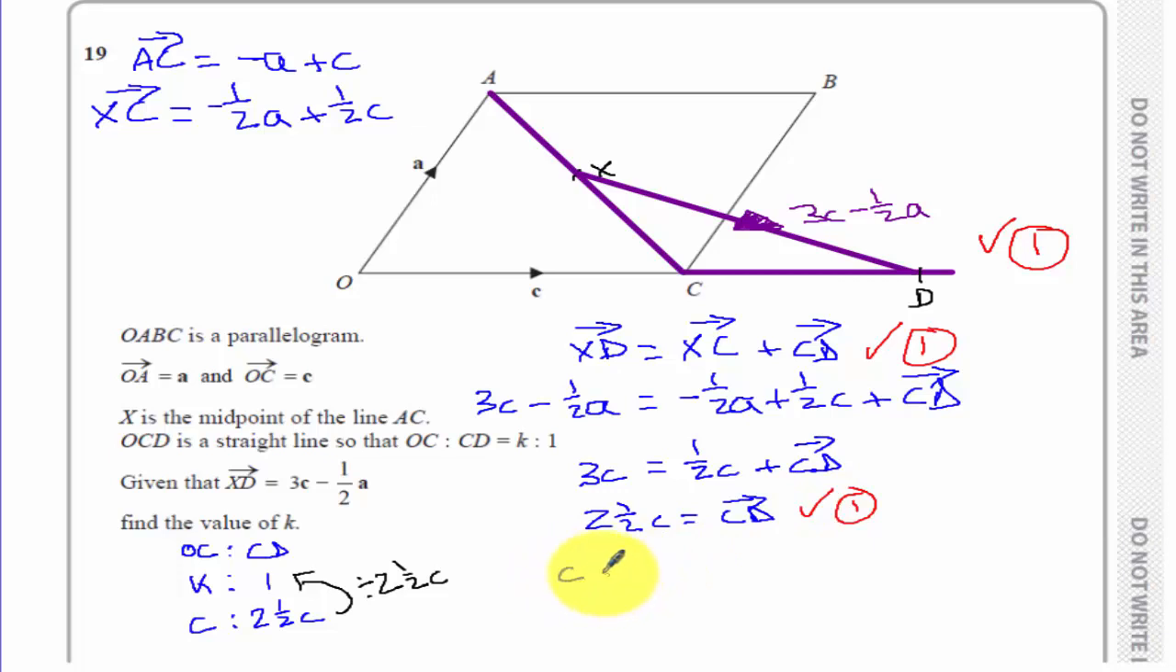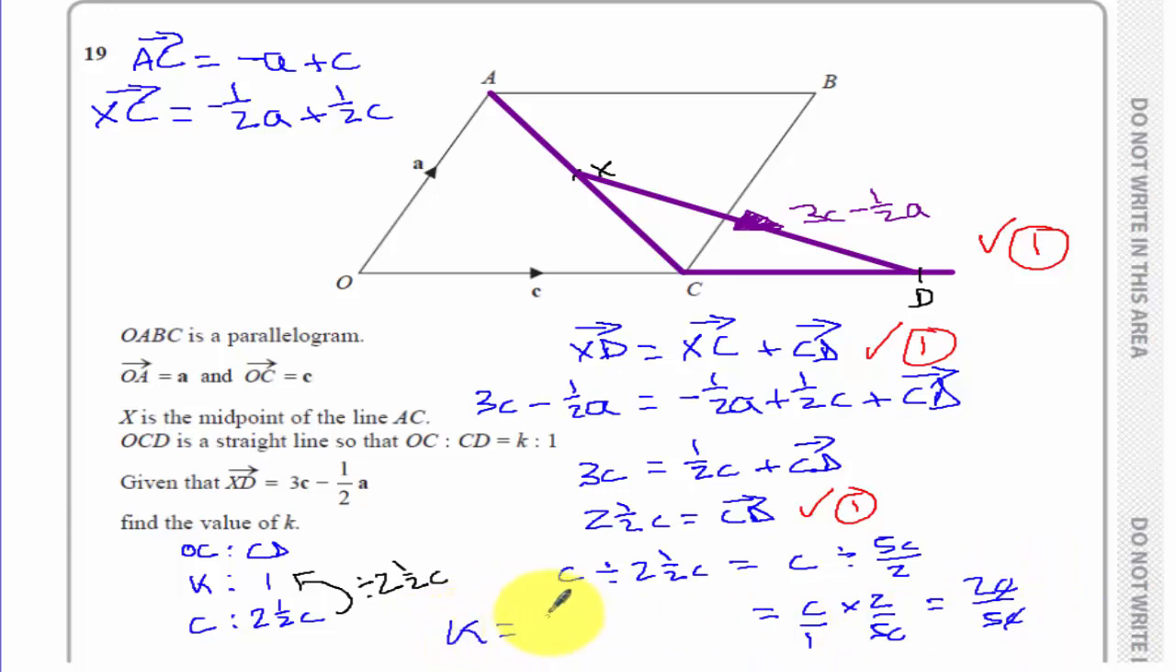So the final sum I have to do is C divided by 2.5 C. So 2.5 C will be the same as 5C over 2. Keep flip change, so I've got C times 2 over 5C. So I'm going to end up with 2C over 5C. Don't forget any fraction is over 1. So I've done C times 2 is 2C. 1 times 5C is 5C. The C's cancel out, and I'm left with K is 2/5. And I have my fourth mark.